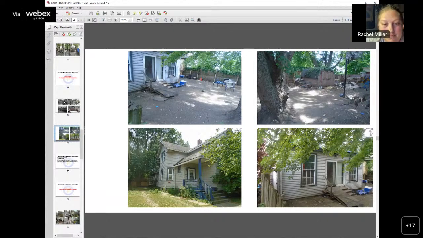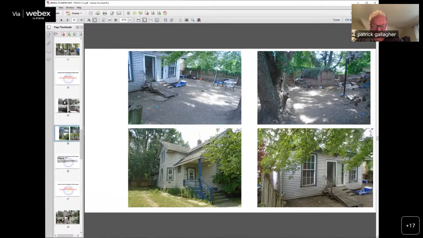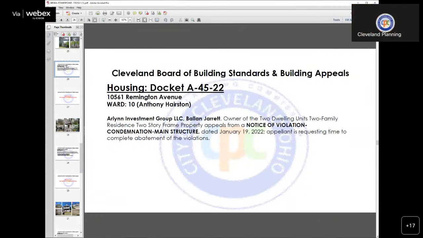Okay, the next docket, A4522, 10561 Remington Avenue. Application and fees are in order. Notice of violation is a condemnation of the main structure issued January 19th of 2022. Appeal statement received February 10th of 2022, requesting more time to abate the violations. Present for the hearing, Tom Vanover, Building and Housing, Patricia Aston, Law.